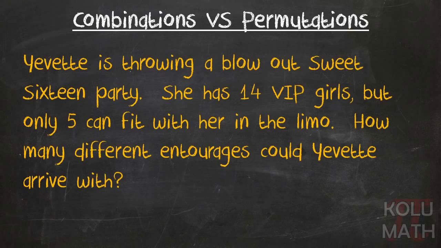All right, so let's take a look at this example and figure out if it's a combination or a permutation. Yvette is throwing a blowout Sweet 16 party. She has 14 VIP girls, but only 5 can fit with her in the limo. How many different entourages could Yvette arrive with?